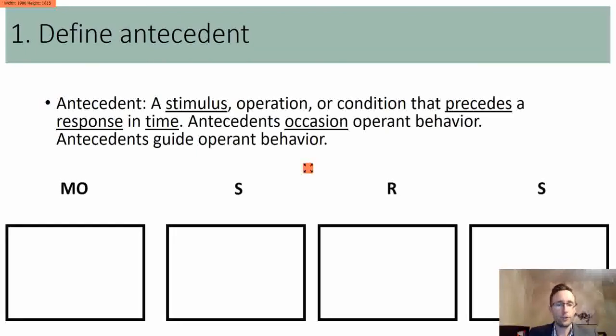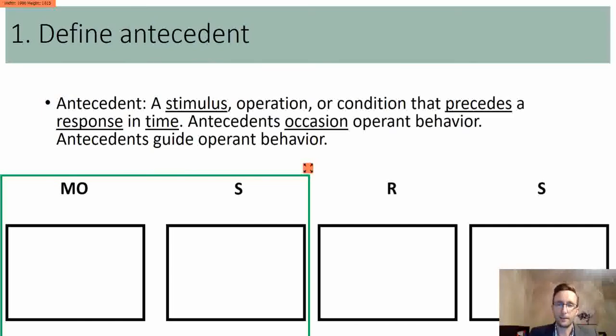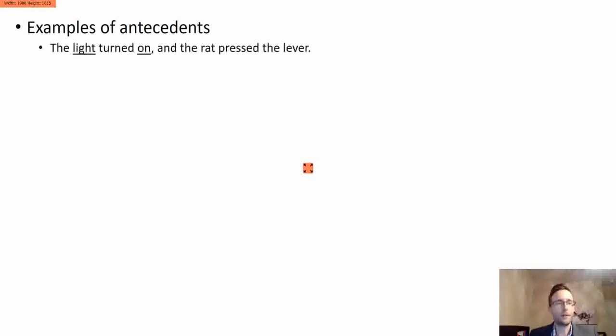So you've been introduced to the four-term contingency, MO, S^D, R, S^R, and both the MO and the first S in this four-term contingency are antecedents. MOs and other antecedents have different effects on behavior. Let's look at some examples of antecedents.